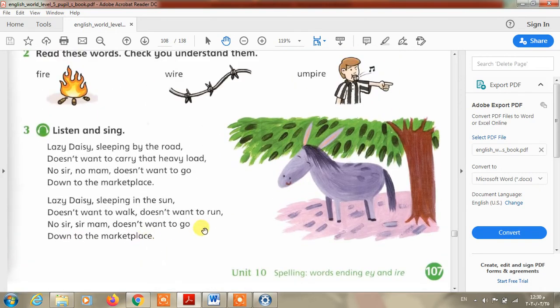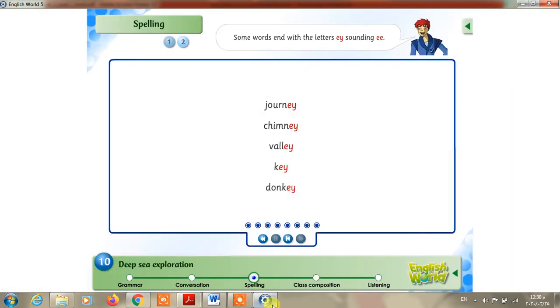And this is a song. Listen carefully to this song. I know you are enjoying the songs. Listen carefully.